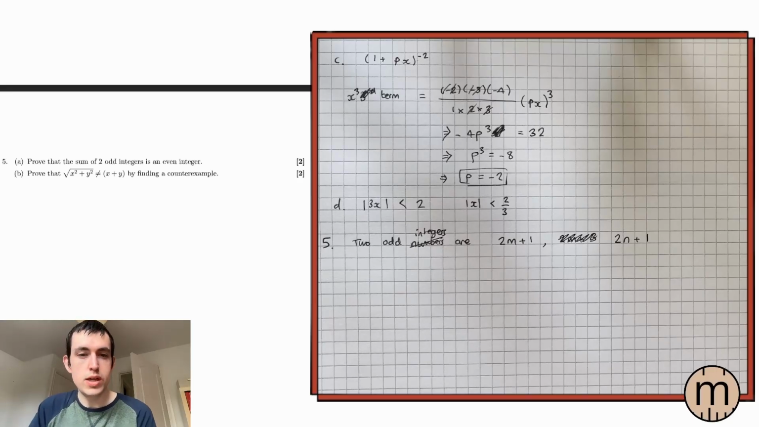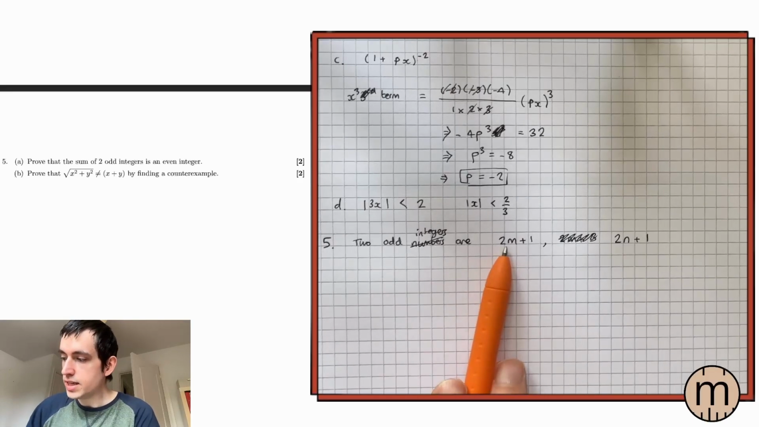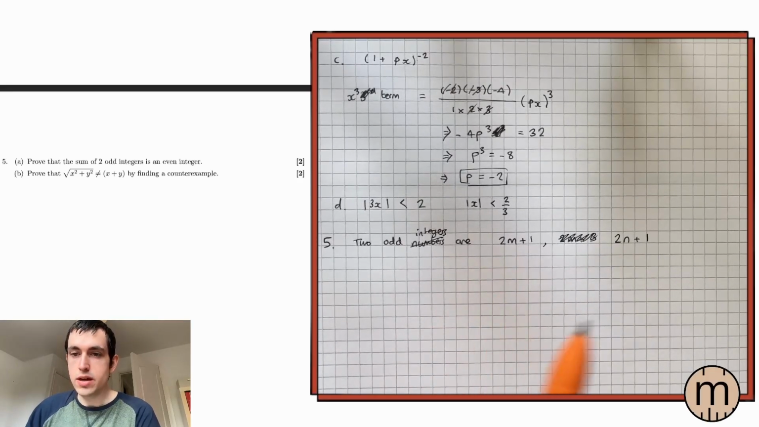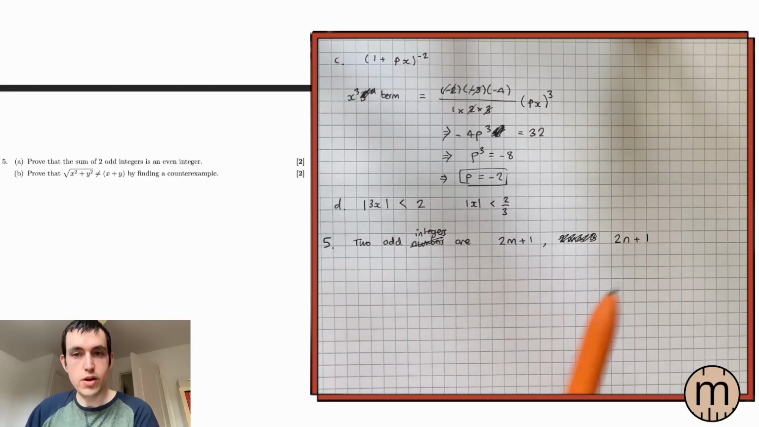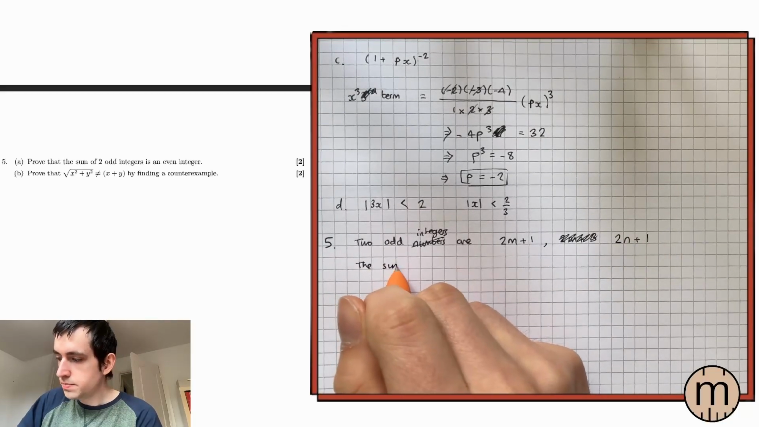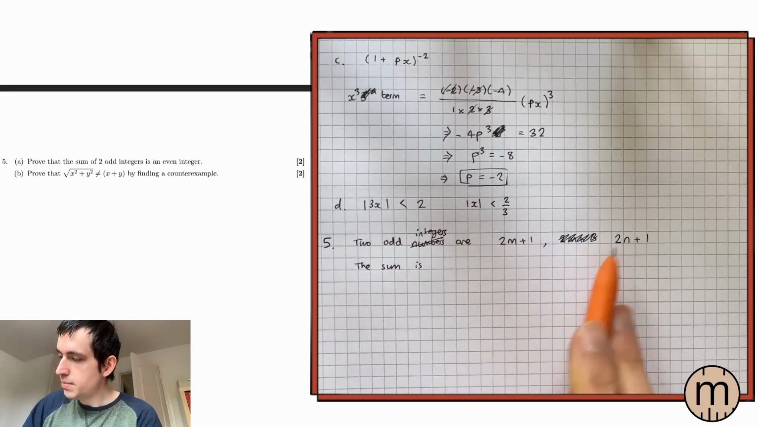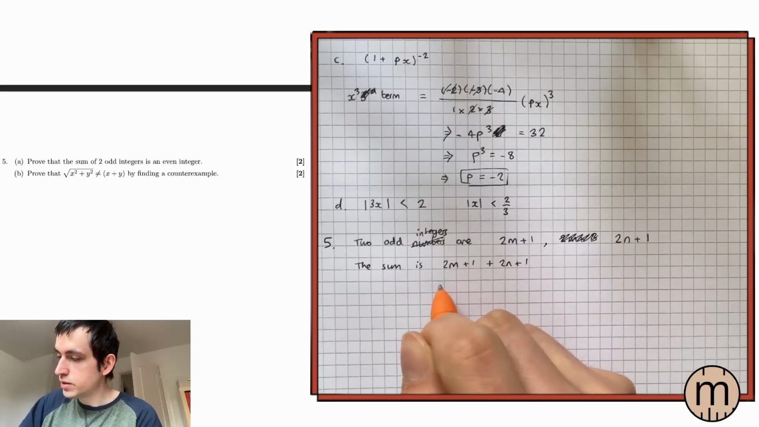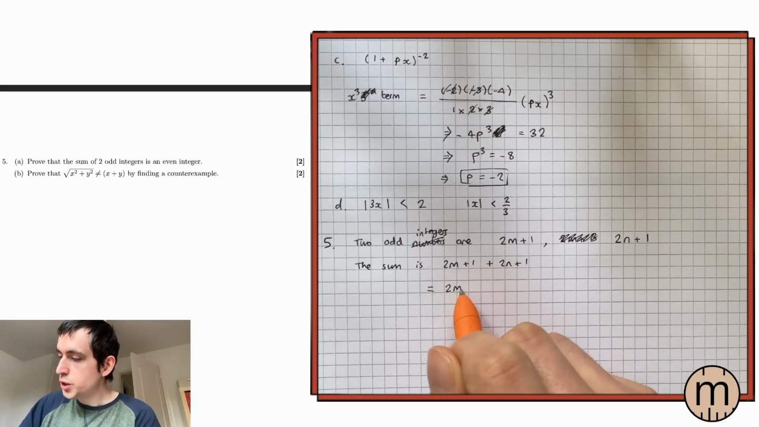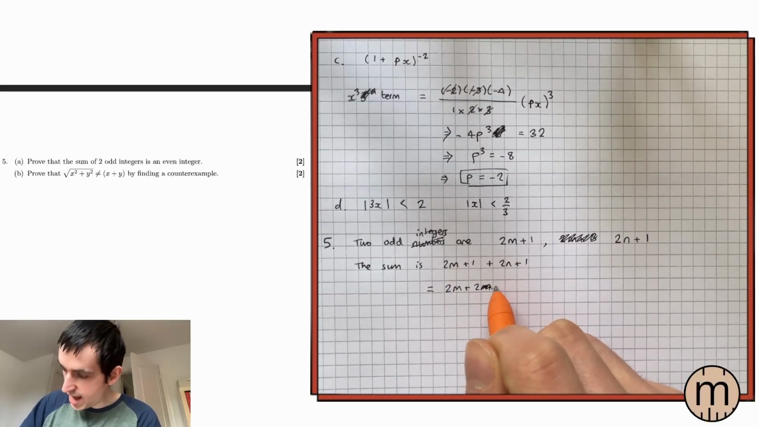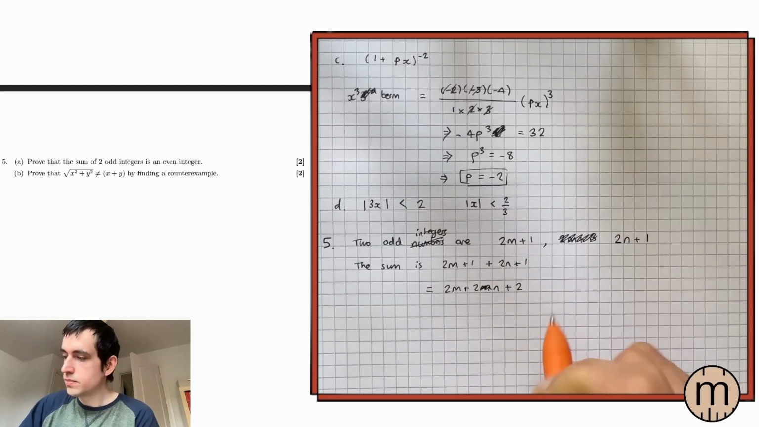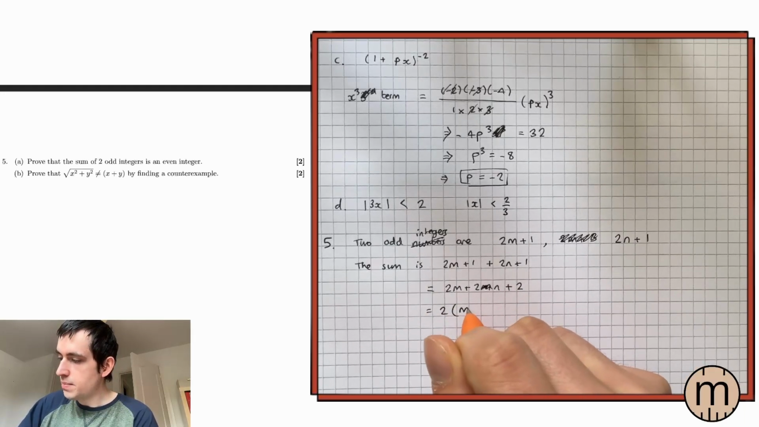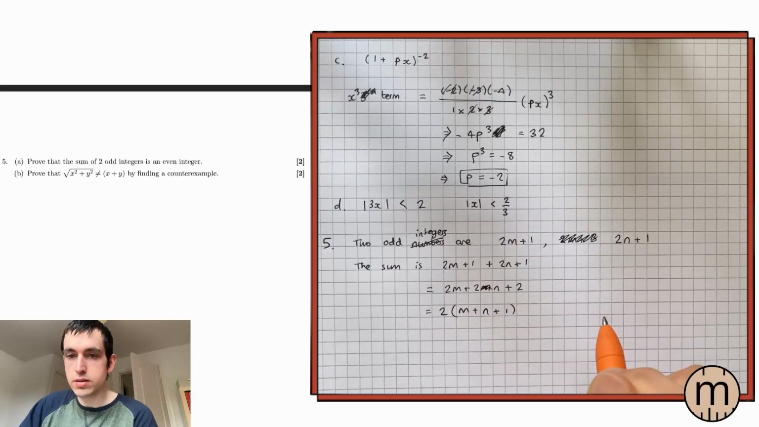But the question is saying that the sum of 2 odd integers. It doesn't specify where they are. They could be any odd integers. So I like to choose a different letter. This is odd, different letters, different odd numbers. This means that the sum is going to be 2m plus 1 plus 2n plus 1, which is 2m plus 2n plus 2, which is equal to 2 lots of m plus n plus 1.